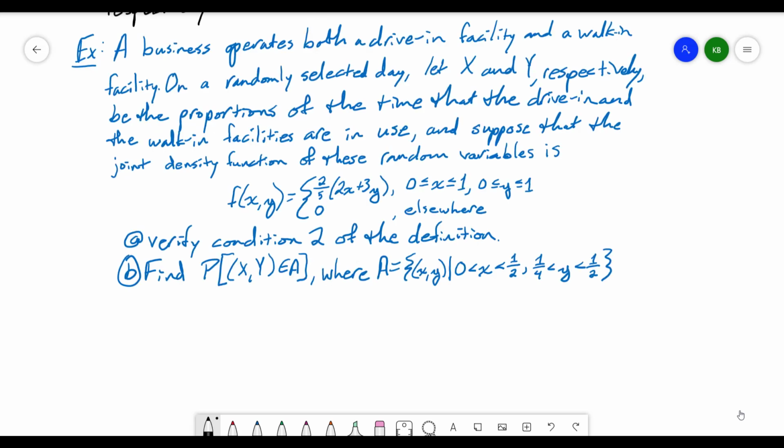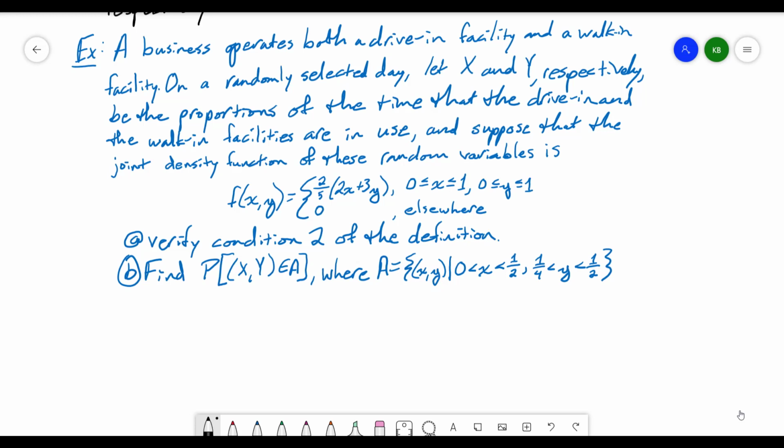So we're going to have a business that operates both a drive-in facility and a walk-in facility. On a randomly selected day, we're going to have x and y be random variables that represent the proportions of time that the drive-in and the walk-in facilities are in use. X will be drive-in, y will be walk-in. And we're going to suppose that we have this density function for our random variables that's given.